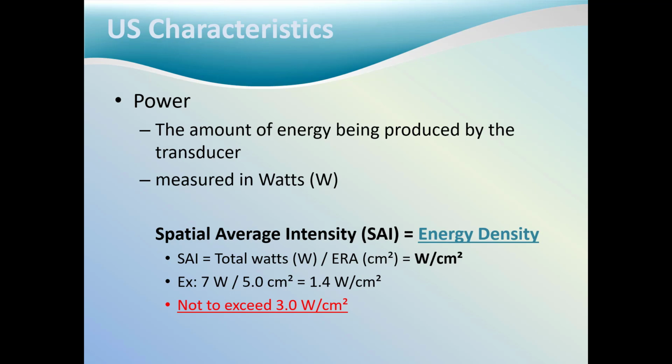In the example given on this slide, the spatial average intensity can be calculated by taking a 7-watt power output and dividing it by a given effective radiating area, which is given at 5.0 centimeters squared. In calculating the math, the spatial average intensity is 1.4 watts per centimeter squared. Therapeutic ultrasound generators are limited to a maximum output of 3.0 watts per centimeter squared.